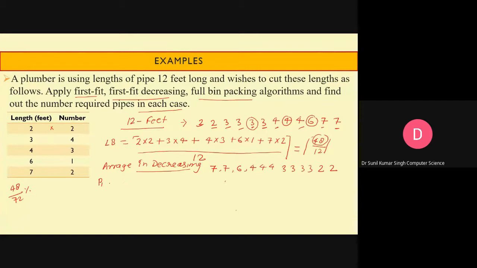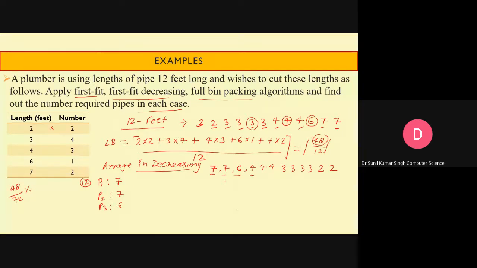So here in the first one, of course, the capacity is 12. In the first one we can have 7. Now the next 7 cannot be accommodated here. It will go into P2. Now look here: this 6 will go into P3, because the remaining length here is 5 feet. Required is 6, so it cannot be accommodated here.